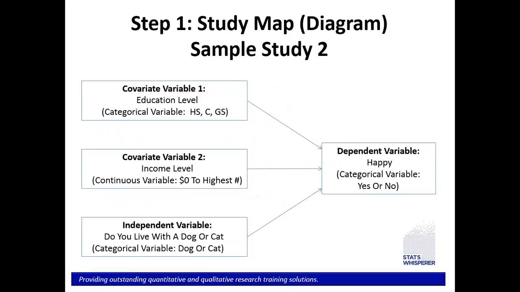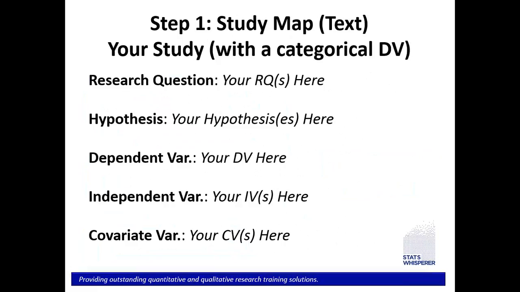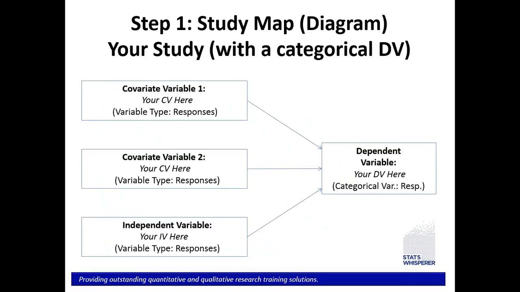And of course, we have our diagram, and the only thing that has changed is our dependent variable now on the right is happy, and it's categorical, yes, no. Now you'll see through comparing these studies that just this change in measurement of the dependent variable from continuous to dichotomous makes a big difference in the procedures you apply for the studies. That's why we're doing that. Right? And again, if you have your categorical dependent variable, you would plug in your research question hypothesis and variables, and also you would do the same thing with your study map.